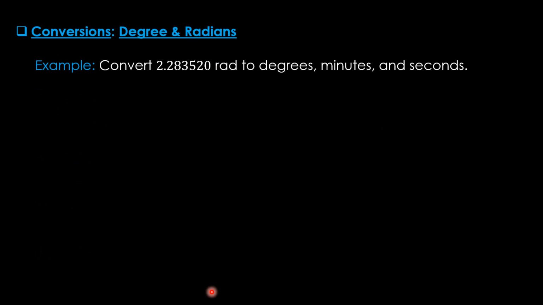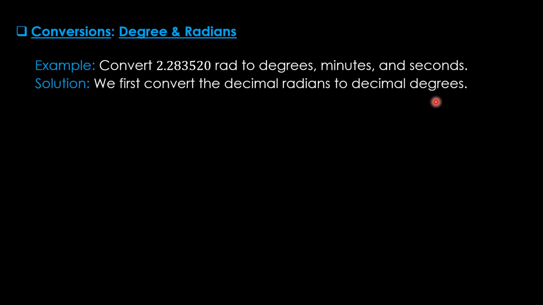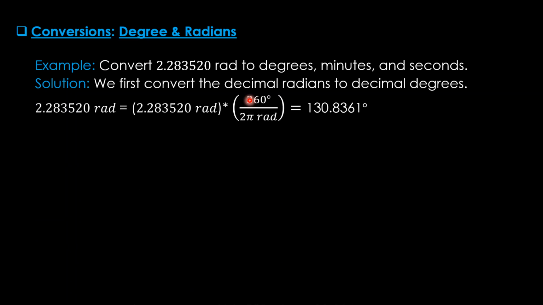Degrees and radians. Convert 2.283520 radians to degrees, minutes and seconds. In this case, we first convert the decimal radians to decimal degrees. Here 2.283520 is the decimal radian value. We multiply that radian by 360 degrees over 2 pi radians and we get this many degrees.